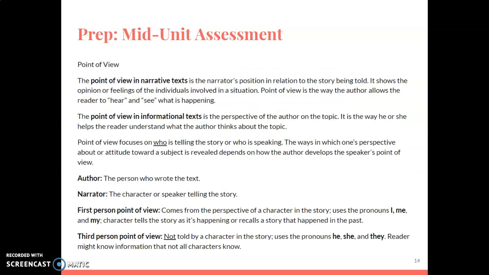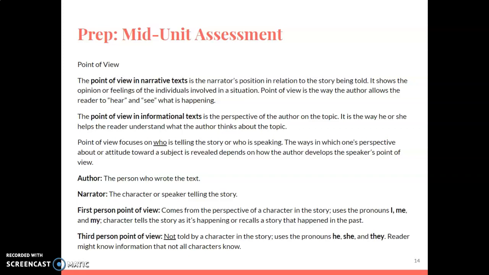And remember, we've been working on point of view. Just to refresh our memory, the point of view in narrative text is the narrator's position in relation to the story being told. It shows the opinions or feelings of the individuals involved in a situation. Point of view is the way the author allows the reader to hear and see what is happening. Now, the point of view in informational text is the perspective of an author on a topic. Remember, we're doing narrative text at this point.